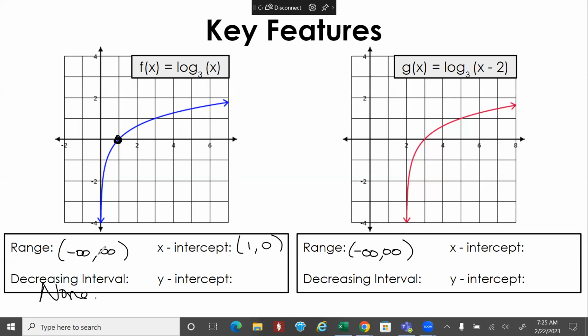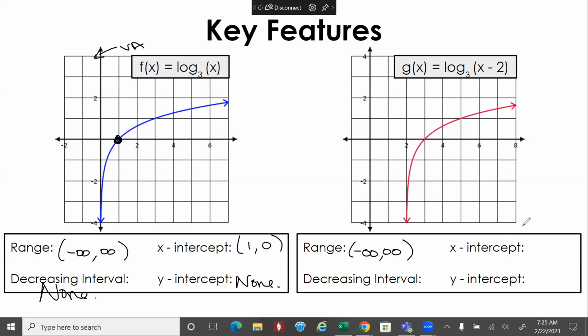Chris said no. Anybody else say no? It doesn't touch it, right? Because it has that vertical asymptote. So if it has a vertical asymptote at x equals 0, then we're going to not have a y-intercept. Sometimes that'll be the case, sometimes you might have a y-intercept. It just depends on the equation.